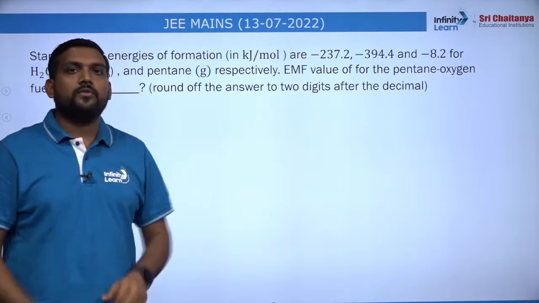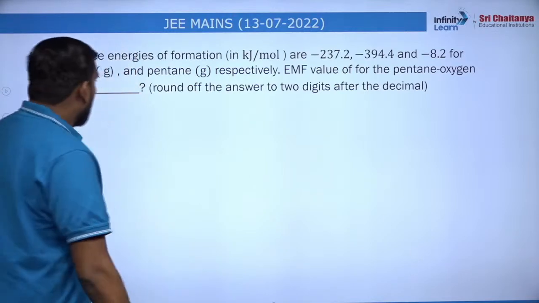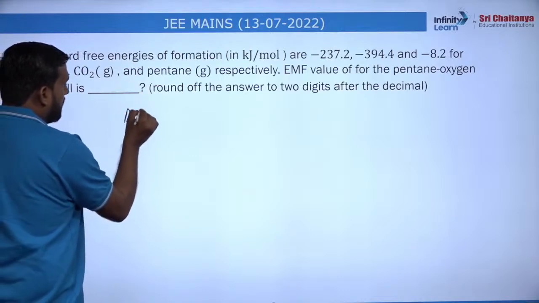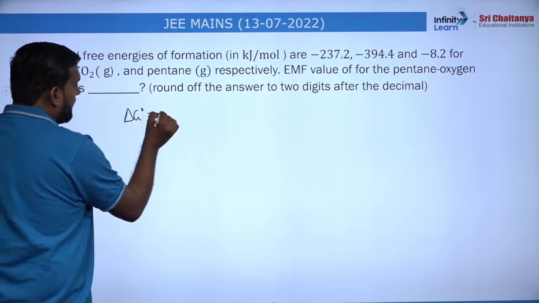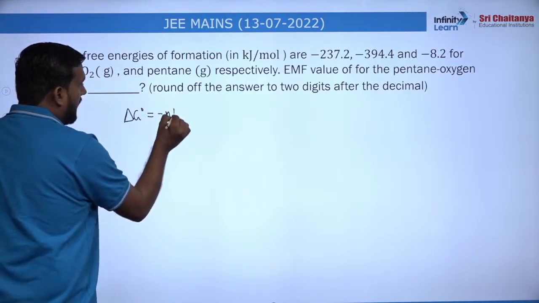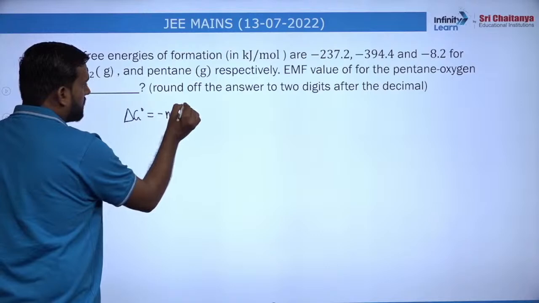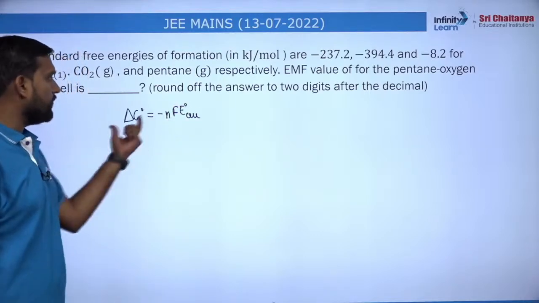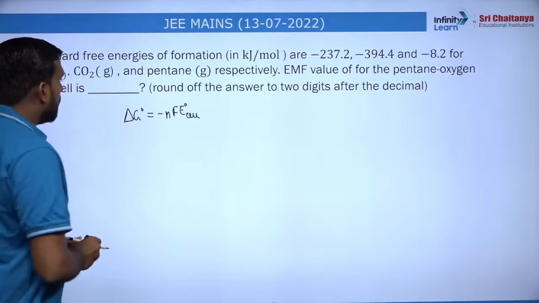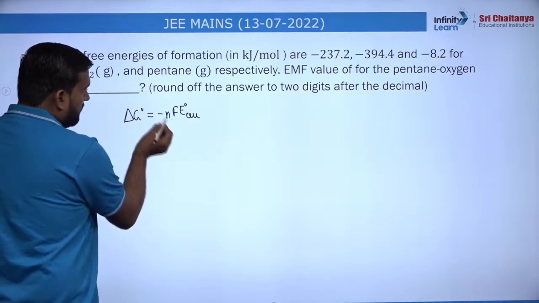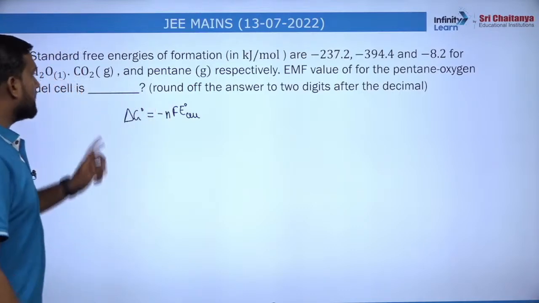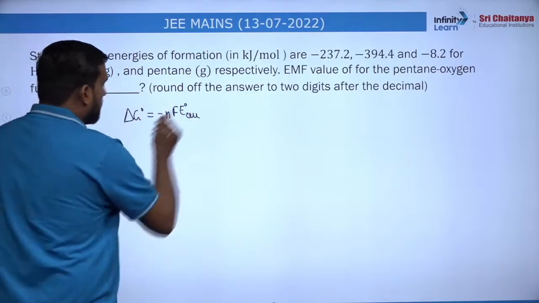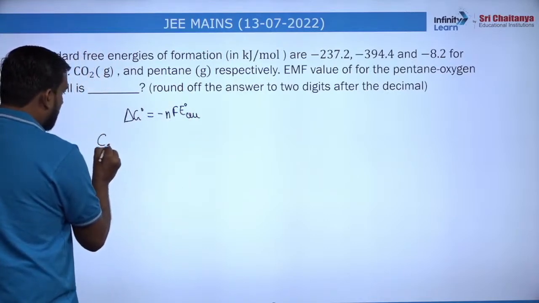First of all, I will give you the formula that has to be used in this question, and the formula is delta G naught equals minus n F E naught. This is the formula that you have to use in this question. The second thing that we have to do is write down the equation. So let's write down the equation here. Pentane is C5H12.